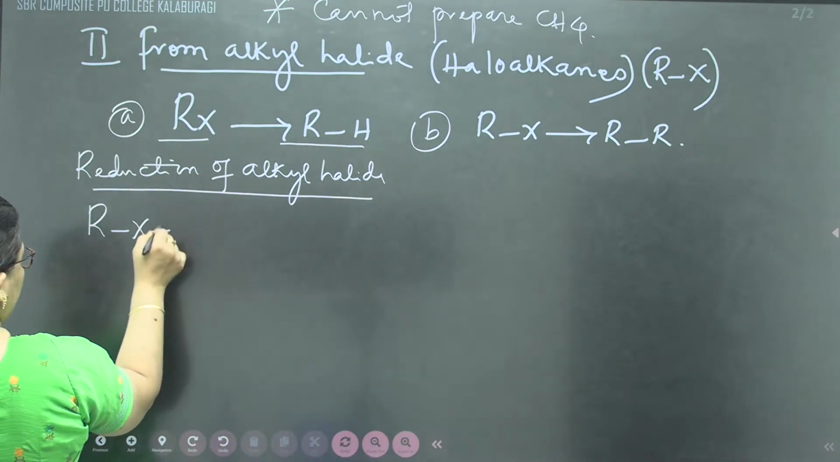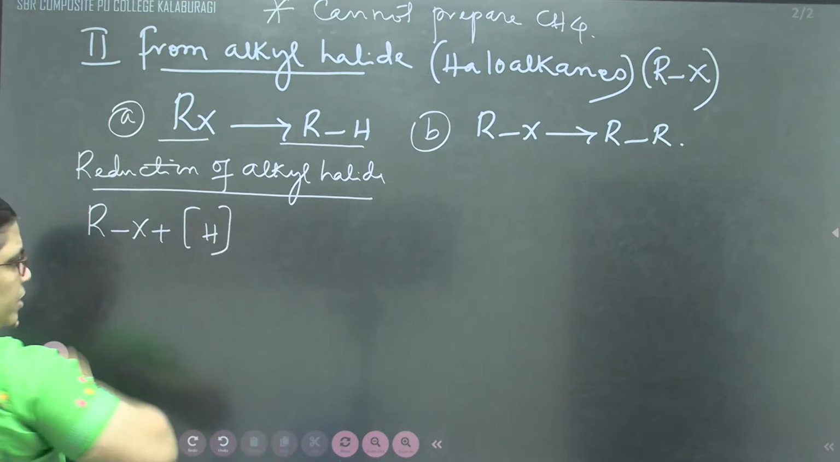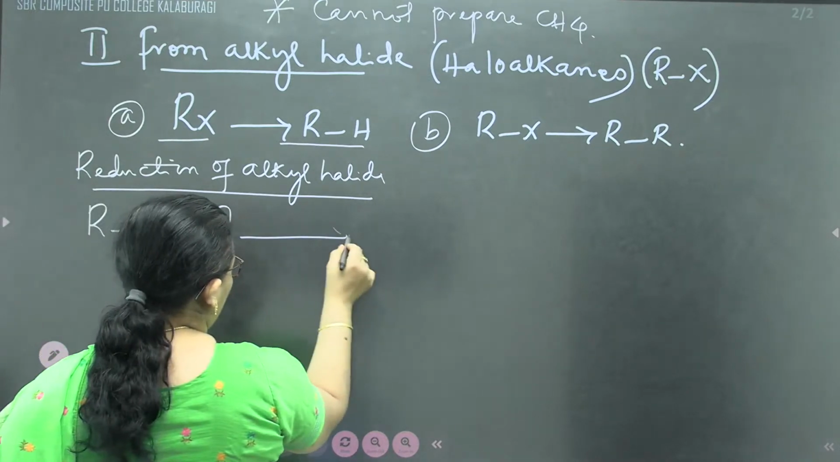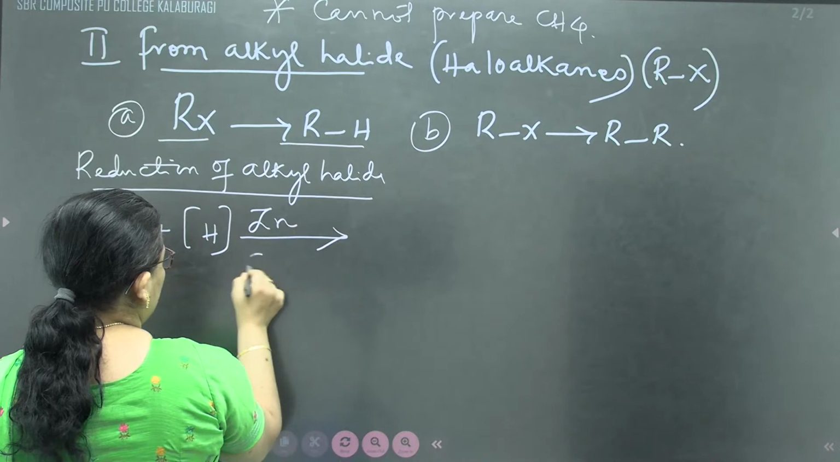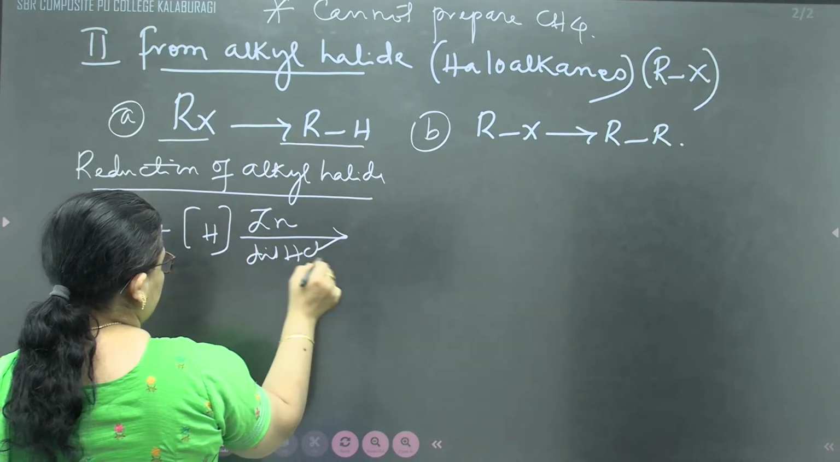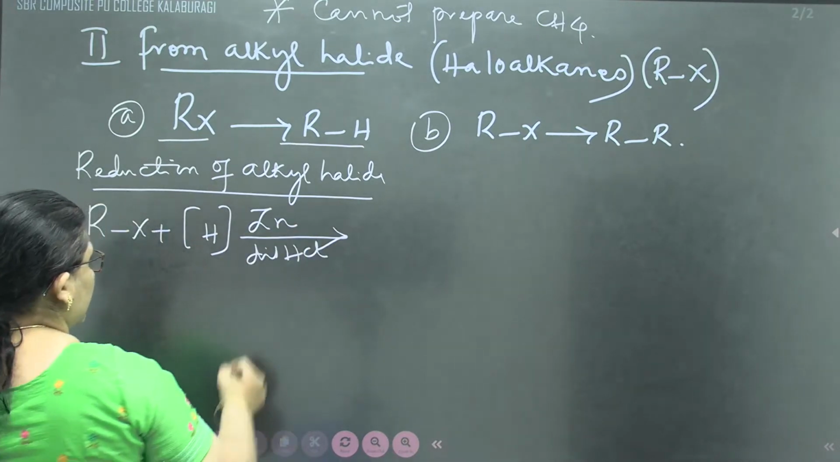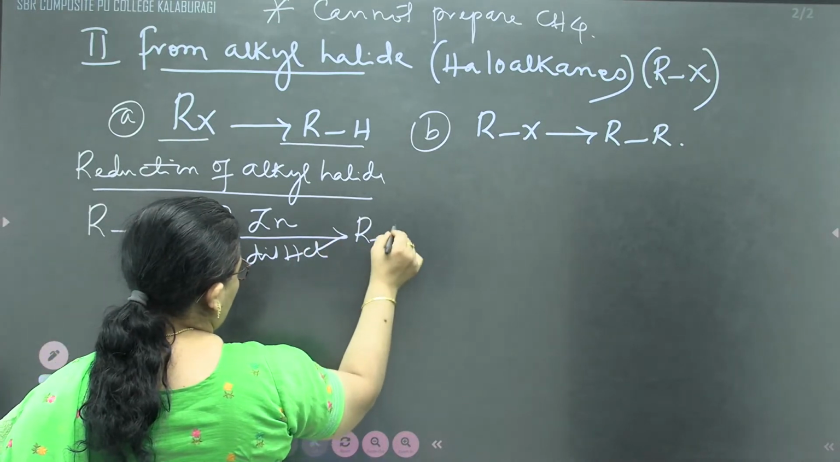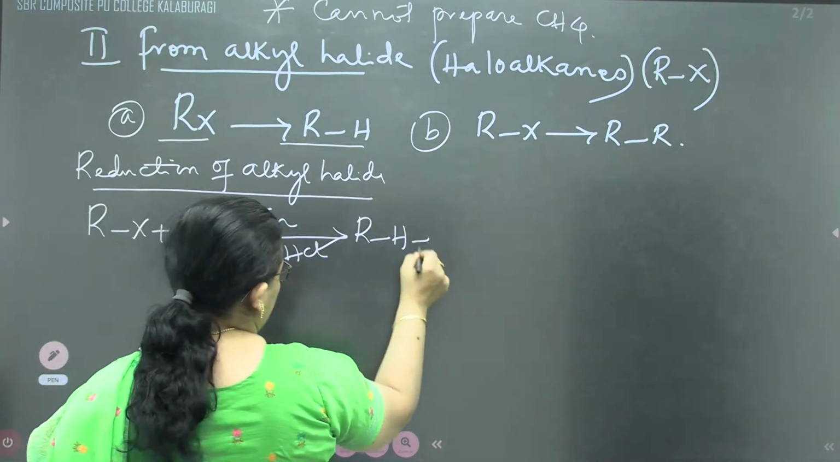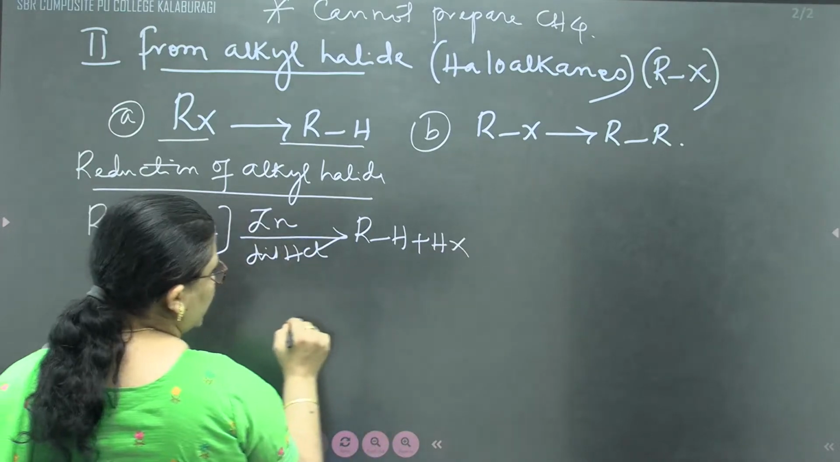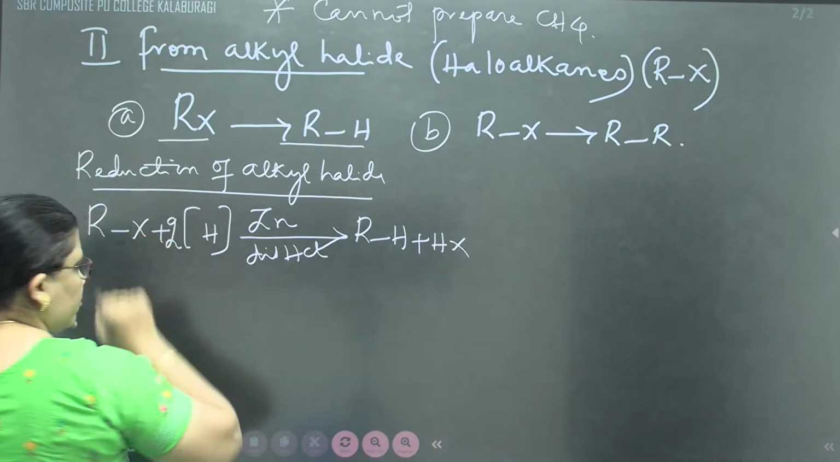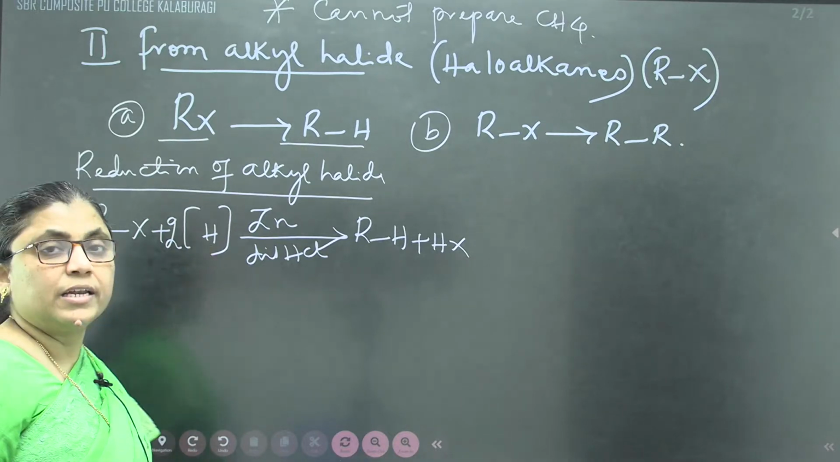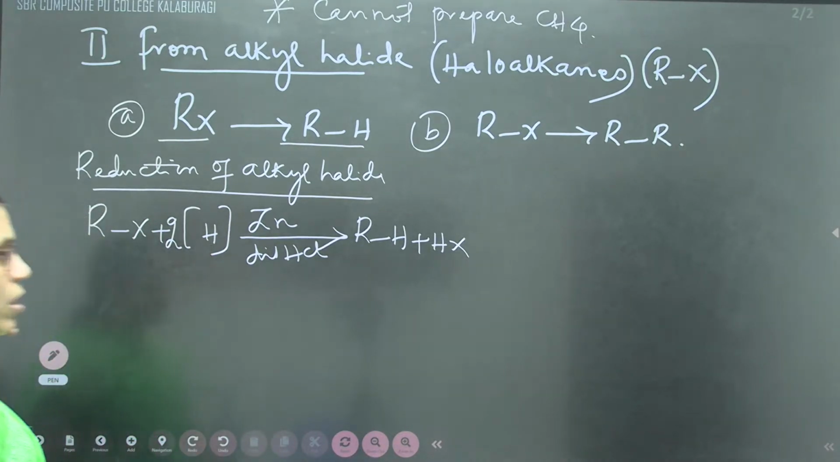RX on reduction in presence of zinc and dilute HCl is going to produce RH plus HX. That's why we take H2 as nascent hydrogen. This hydrogen is called nascent hydrogen atom. Whenever the alkyl halide is treated with zinc and dilute HCl, it is going to produce RH.